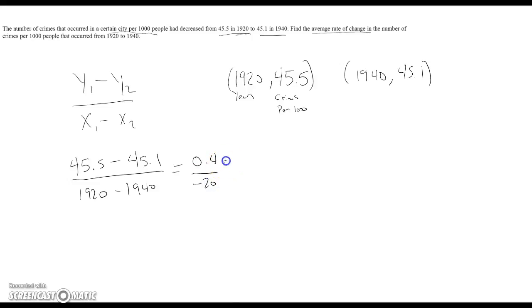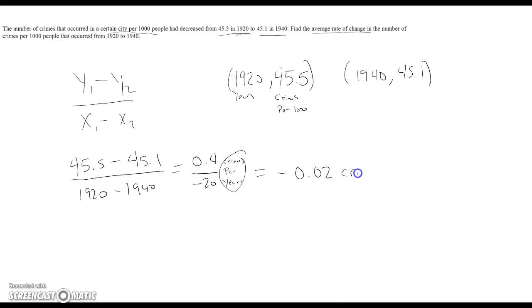So 45.5 minus 45.1 is 0.4, divided by 1920 minus 1940, which is a negative 20. And remember, we have crimes per 1,000 on top, years on the bottom. When I divide 0.4 by negative 20, this is equal to negative 0.02, and then we're going to just put a per between these two to get our unit.